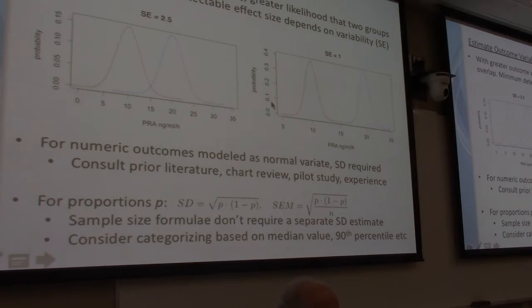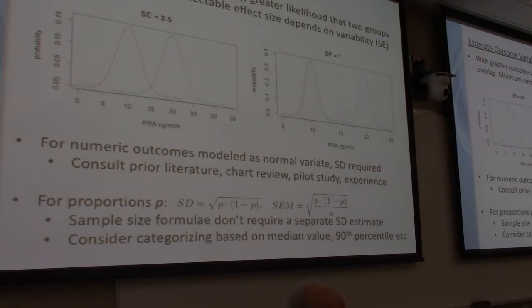For a numeric outcome, which we're modeling as a normally distributed variate, you do need a standard deviation or a standard error. And that means, again, you have to consult the prior literature or a more experienced colleague, or do a chart review or a pilot study.